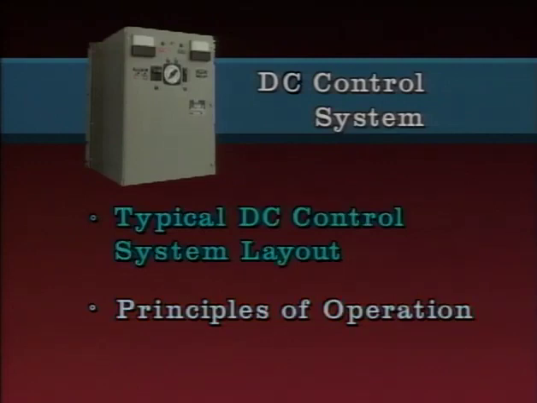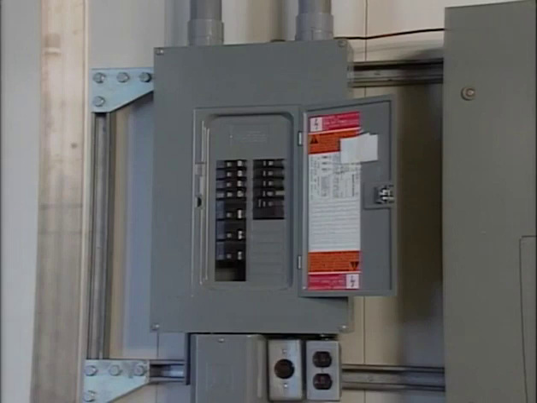control system works. The first part of a DC control system is located at the AC supply panel that is the source of alternating current to the battery charger. A breaker in the AC supply panel controls the supply of AC power to the charger.